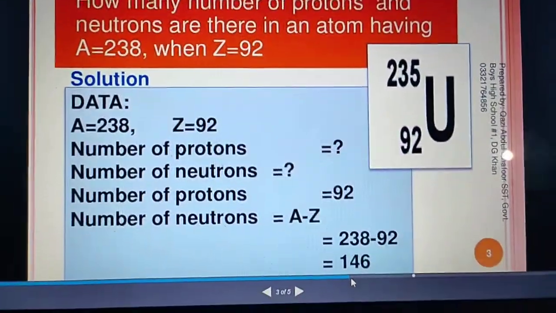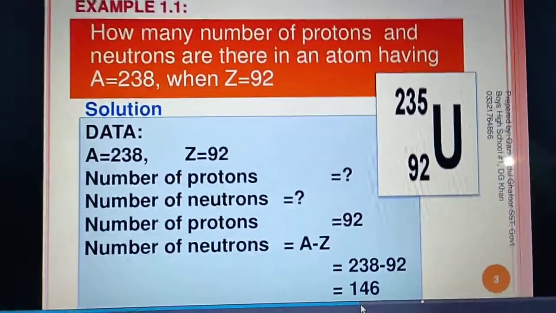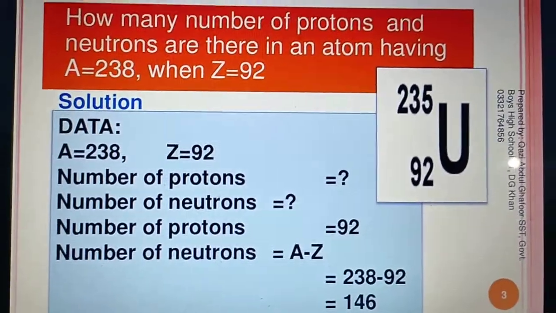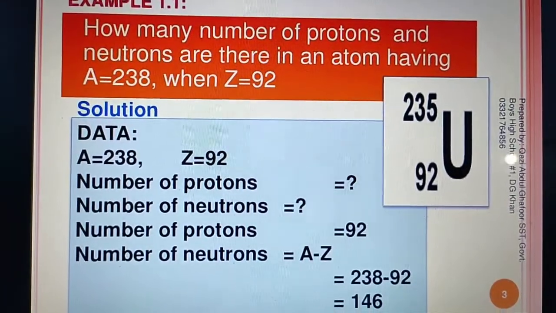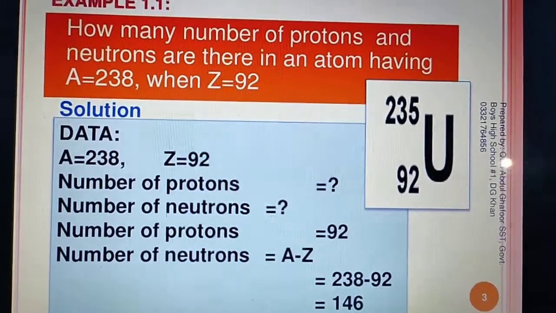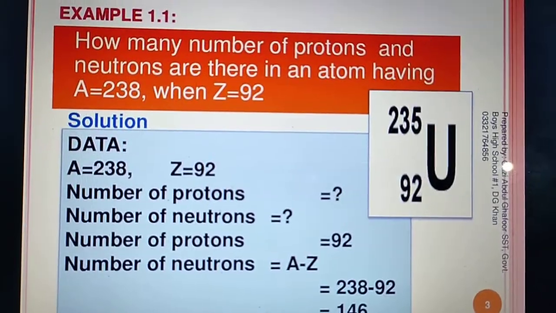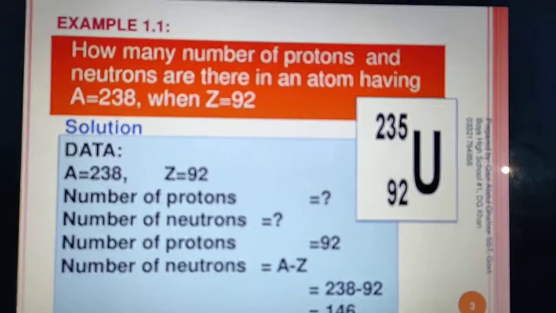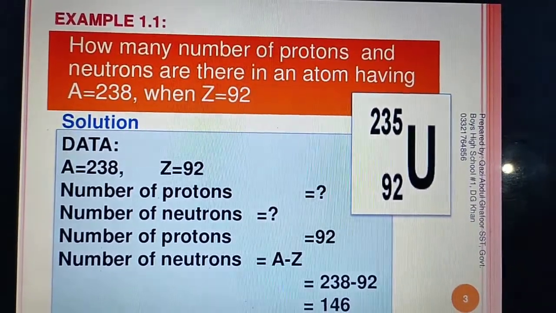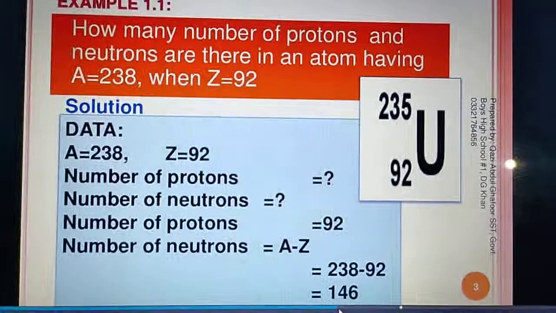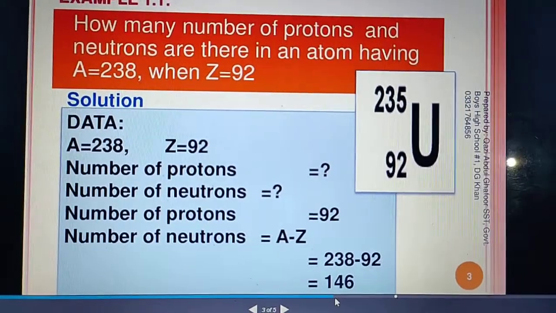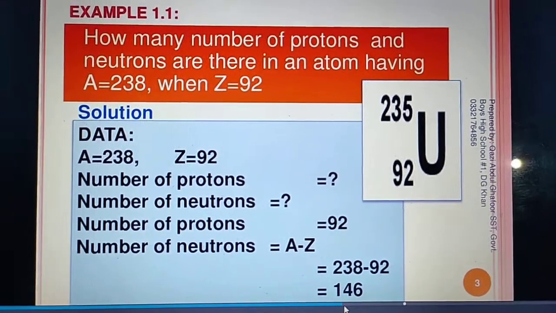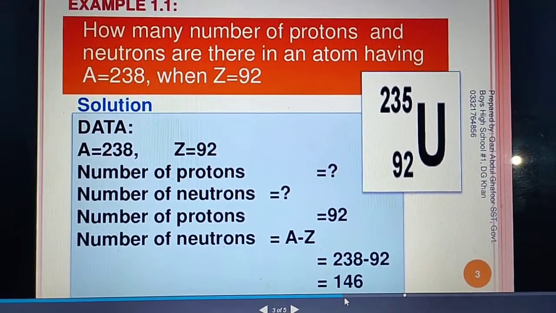So the number of neutrons is equal to 6. You can see this in one question. How many protons and neutrons are there in an atom having mass number A and atomic number Z equal to 92? The data is given that atomic number Z is equal to 92 and mass number A is equal to 238. So what will be the number of protons? The number of protons is equal to Z, the atomic number, so it is 92.